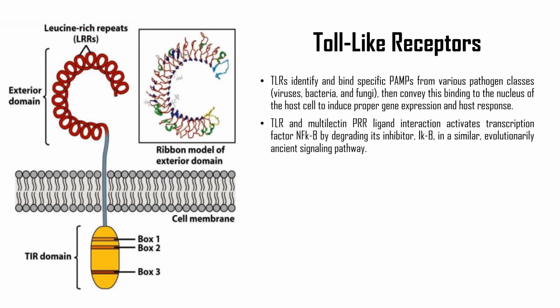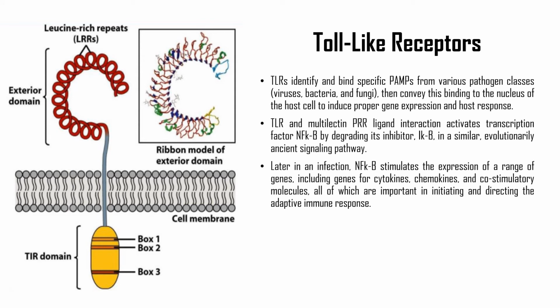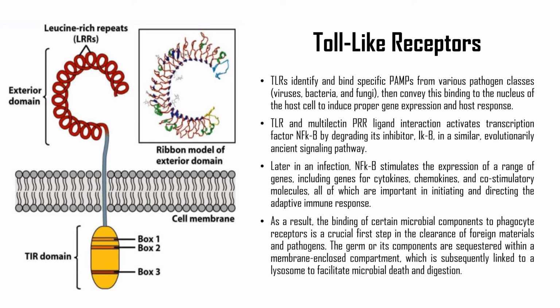TLR and multi-lectin PRR ligand interaction activates the transcription factor NF-kB by degrading its inhibitor IkB in a similar evolutionarily ancient signaling pathway. Later in an infection, NF-kB stimulates the expression of a range of genes, including genes of cytokines, chemokines, and co-stimulatory molecules, all of which are important in initiating and directing the adaptive immune response. As a result, the binding of certain microbial components to phagocyte receptors is a crucial first step in the clearance of foreign materials and pathogens.